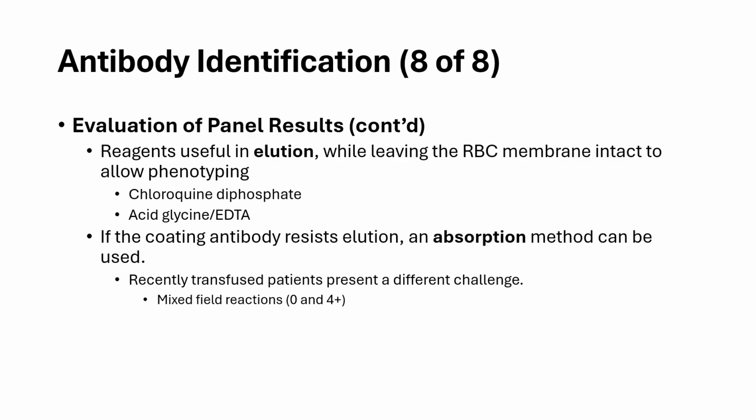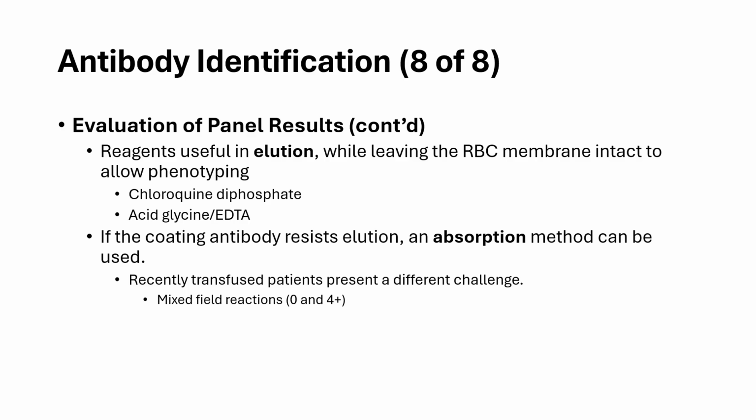Elution reagents. These reagents help remove antibodies that are bound to red blood cells without damaging the red blood cell membrane, allowing phenotyping after elution. So we have chloroquine diphosphate, acid glycine with EDTA. If the antibody coating resists elution, we would use an absorption method to remove the antibody from the cells.